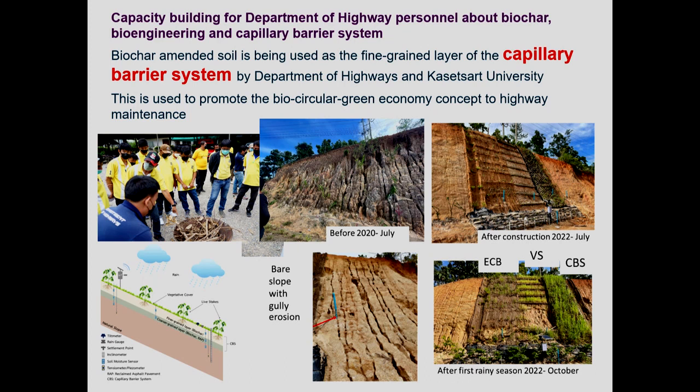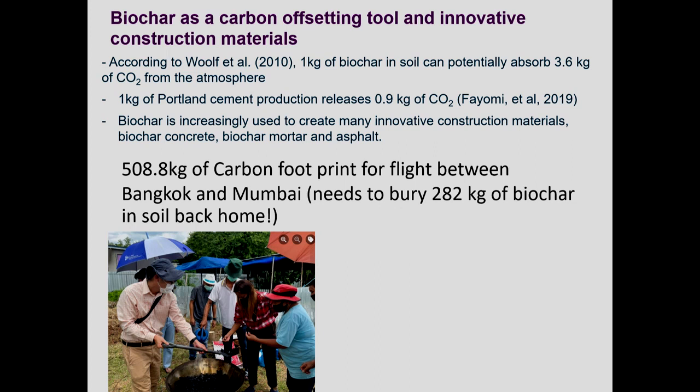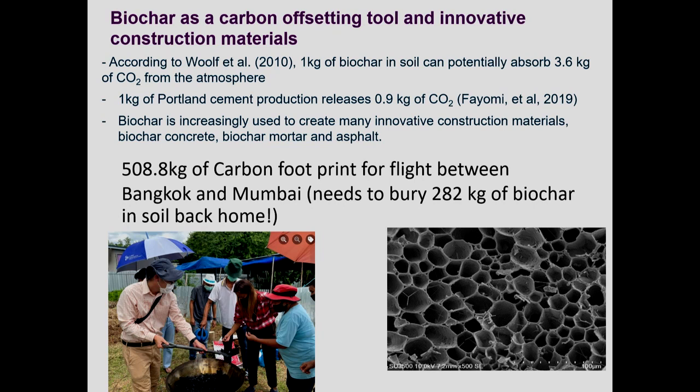And I think biochar could be a very simple and convenient tool to offset the carbon footprint. According to some earlier study, well, I'm not an expert on this, but what I see is that 1 kilogram of biochar can potentially absorb 3.6 kilograms of CO2 from the atmosphere.